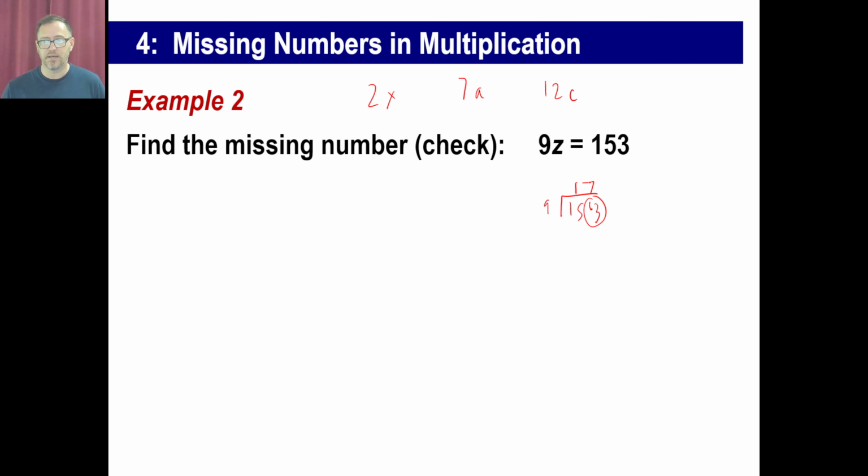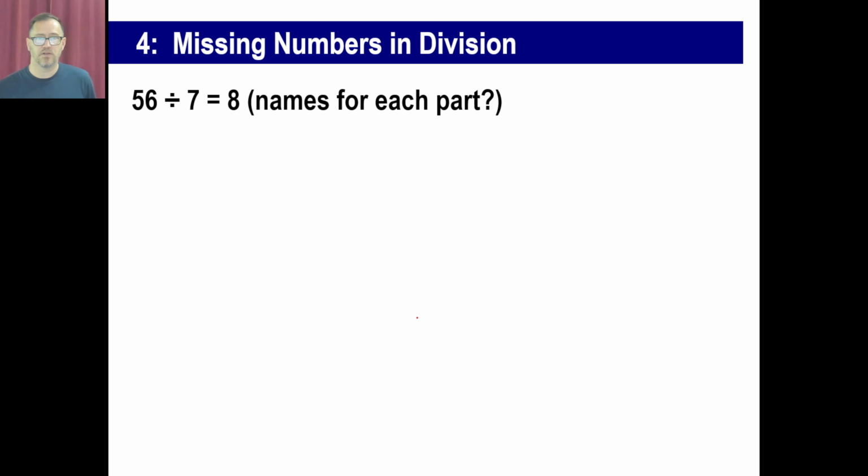Now, if you want to check, you can go back and say, okay, I'm going to do 17 times 9, and I better get 153. 7 times 9 is 63. 9 times 1 is 9, plus 6 is 15. Boom, we just proved it's right. There you go. Okay, let's try this one.